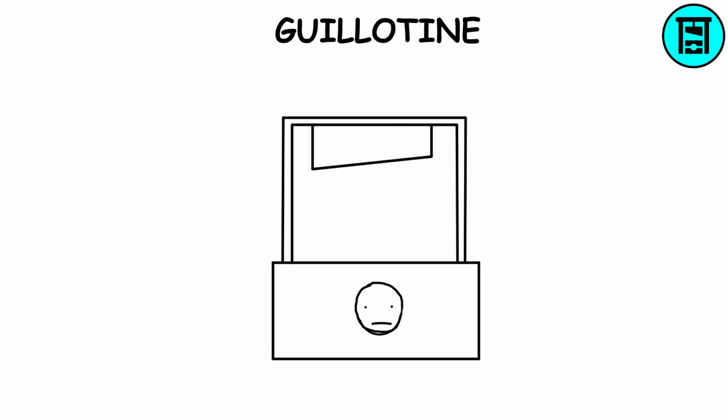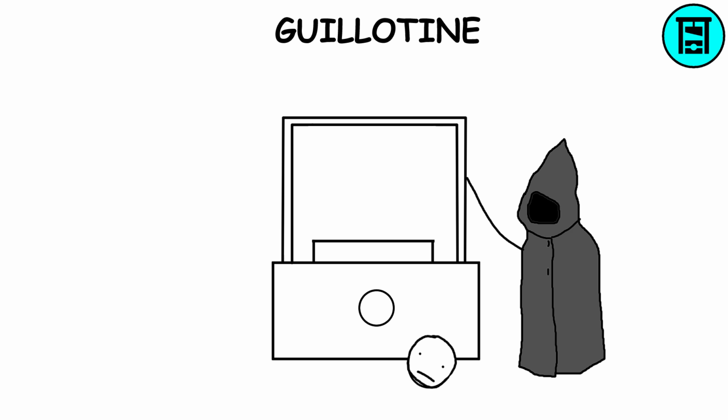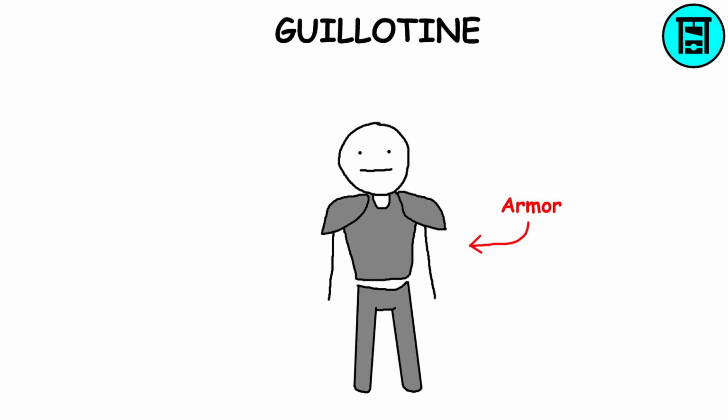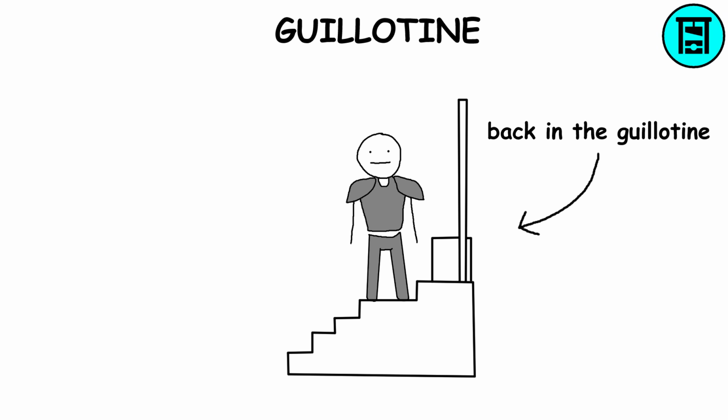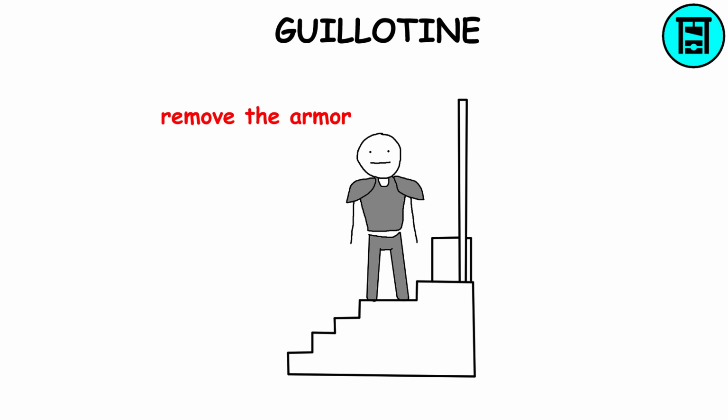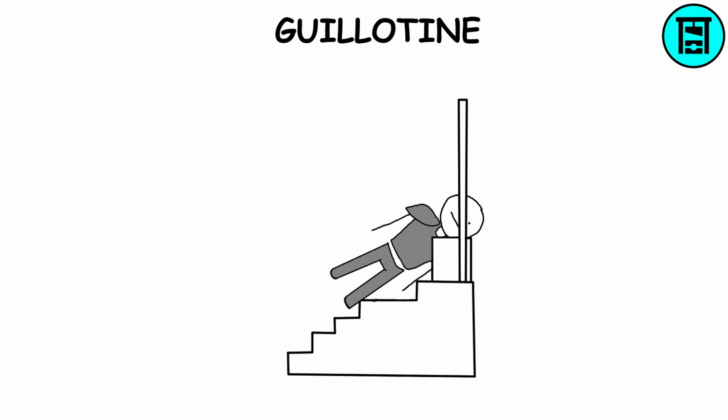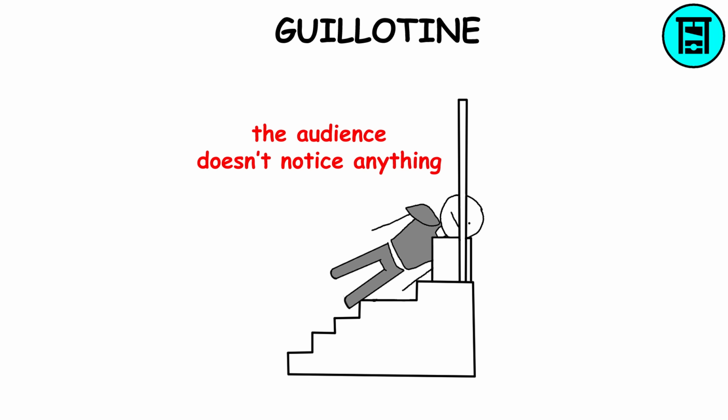Guillotine. In this illusion, the magician is first strapped into a guillotine, then his head is cut off by the executioner. Later, it is revealed that the executioner is actually the magician. This is possible because he is wearing armor that is shaped exactly like his body. When the assistants are helping him to get back in the guillotine, they are actually removing the armor and allowing him to escape. Since the armor looks exactly like a person, the audience doesn't notice anything.